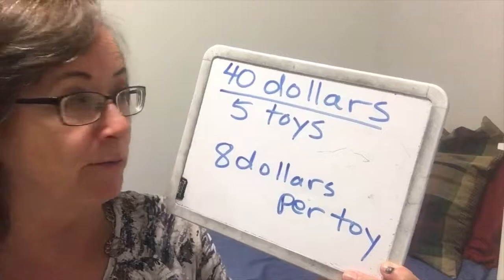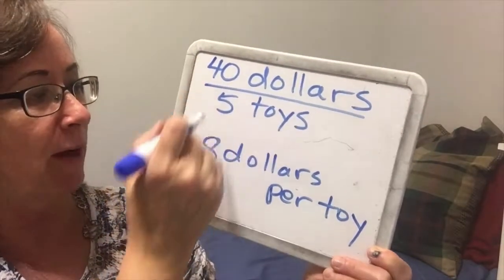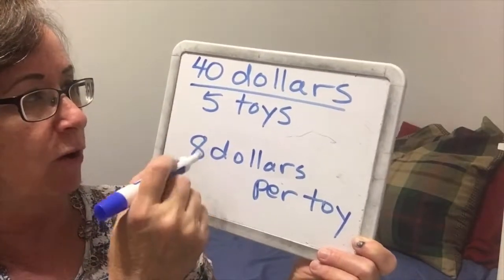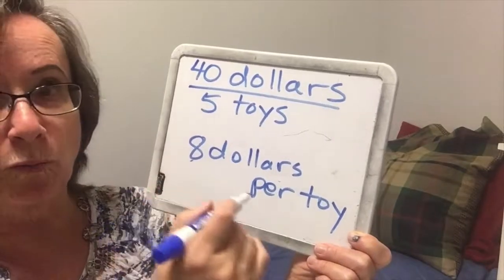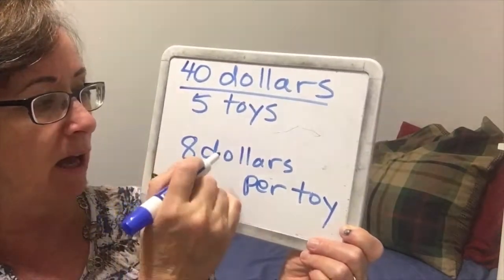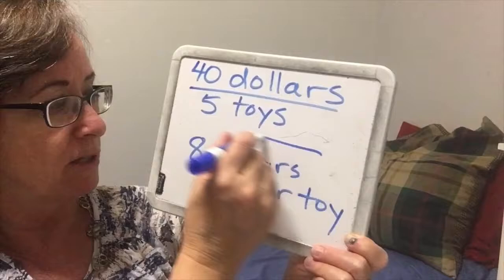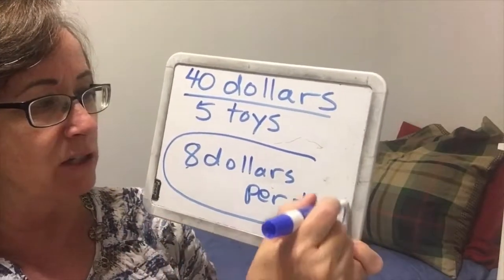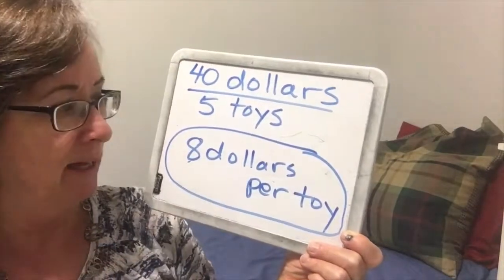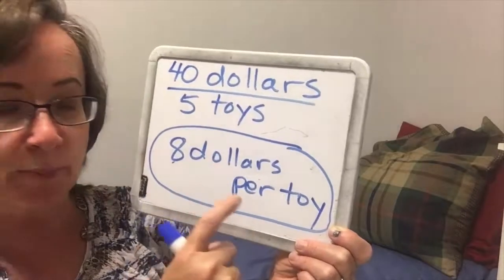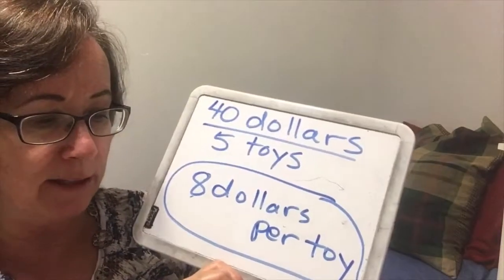We just flip it over. So now 40 divided by 5 is 8. So $8 over 1 toy, or $8 per toy. So that was the answer to part A, and that was dollars per toy, and they're $8 per toy.